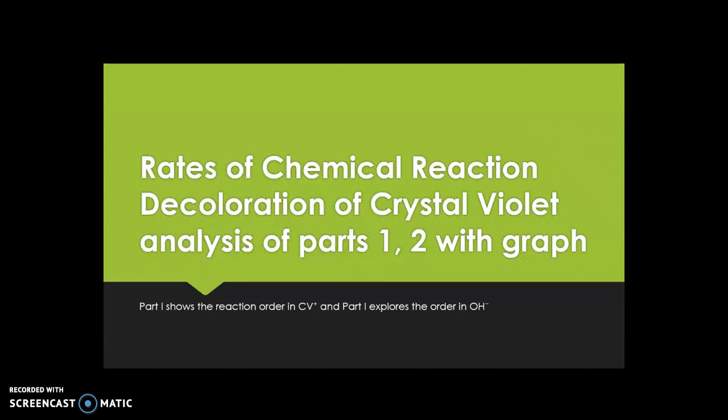Part 1 studies the concentration via absorbance of the purple crystal violet plus reactant as it decolors. Part 2 uses the same reaction but runs it under 3 or 4 different hydroxide concentrations so that you can determine the rate order in hydroxide. So part 1 is what we'll do first.